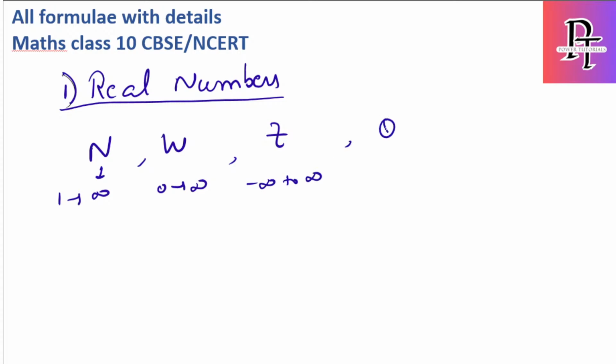And then we have rational numbers, which are represented in the form p by q. And we have irrational numbers, which cannot be written in the form p by q. For example, pi, e, or even root 3 come under irrational numbers. All this comes under real numbers. Imaginary numbers, which are written in complex form, also exist, but for 10th class we don't have imaginary numbers, so all this comes under real numbers.